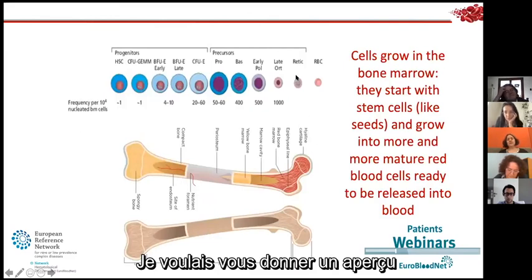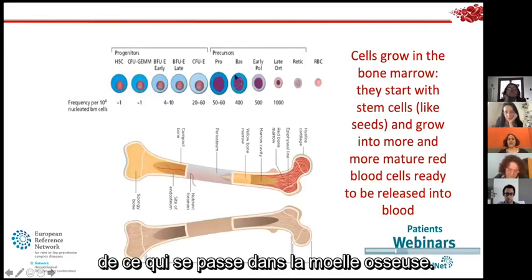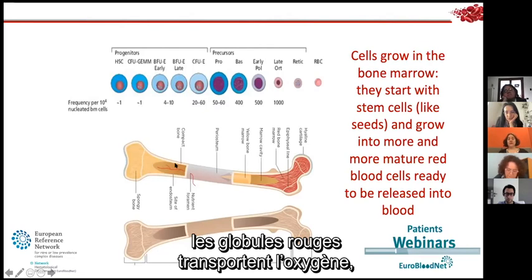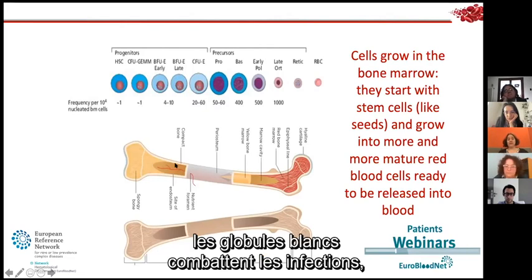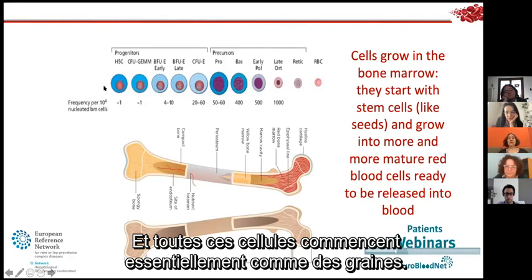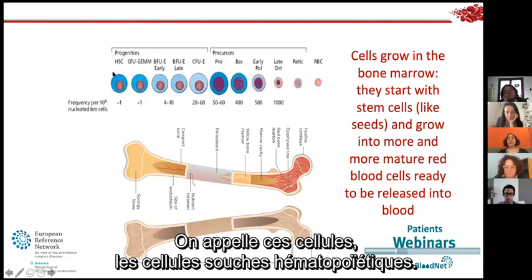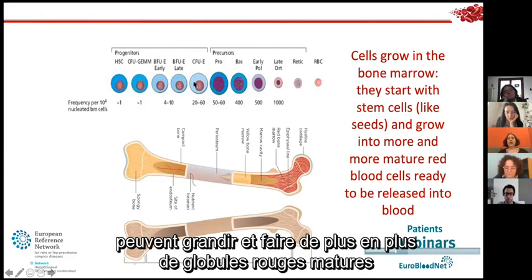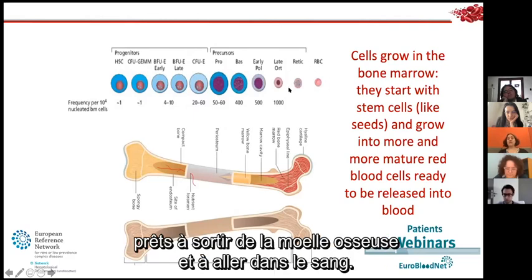I wanted to do a little bit of an introduction about what exactly is happening in the bone marrow. So we know that in the bone marrow is where we all make our blood cells, our red blood cells to carry oxygen, our white blood cells to fight off infections, and our platelets to stop us having blood clots. And all of these cells start off in essentially things that are like seeds. They're called stem cells, hematopoietic stem cells. And these stem cells that are like seeds can grow and make more and more mature red blood cells until they're ready to come out of the bone marrow and into the bloodstream.